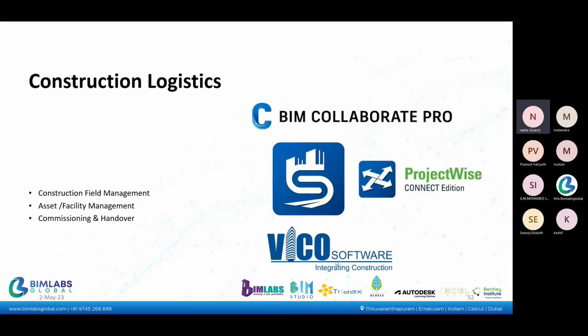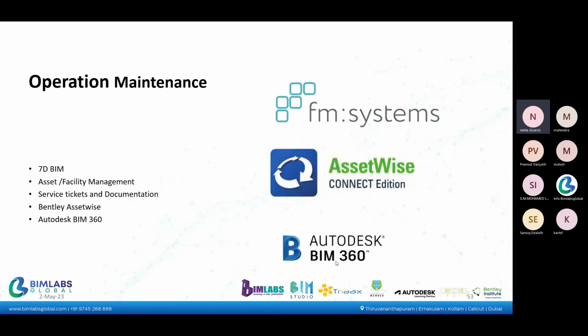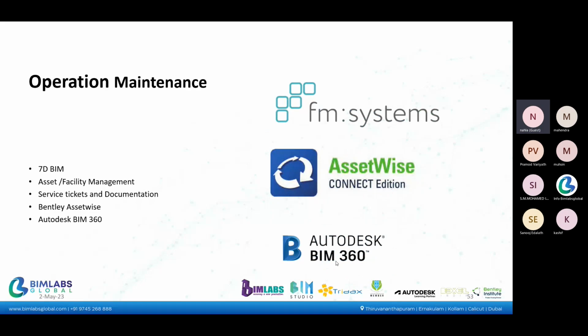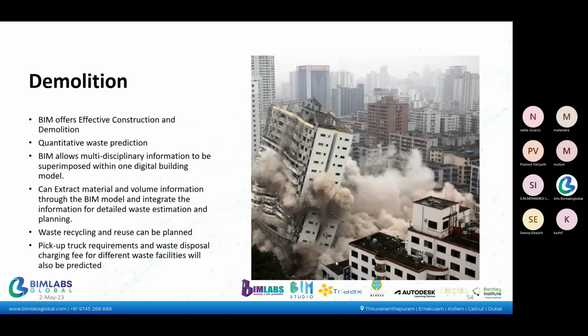Then comes construction logistics. I told you what construction logistics is, and software such as Vico is used for it. Then coming to operation and maintenance, it is 7D BIM: asset service, facility management, service tickets, documentation, Bentley, Autodesk BIM 360. In the operational maintenance stage, BIM 360 helps.